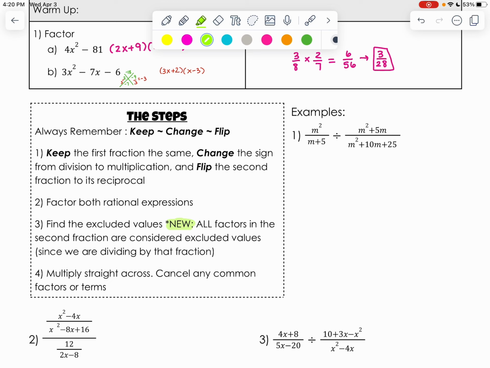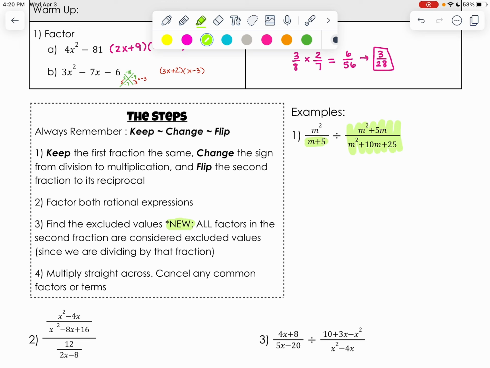So what do I mean? If you look at example 1, I have m squared over m plus 5. We know that we're dividing m squared by m plus 5, right? And we cannot divide by 0. But then we're taking that fraction and we're dividing it by this fraction. So that means this fraction, the entire fraction, cannot be 0. Otherwise, I'm dividing by 0, and that's not good. So that's why our excluded values come from both the denominator of the first fraction and the numerator and denominator of the second fraction.